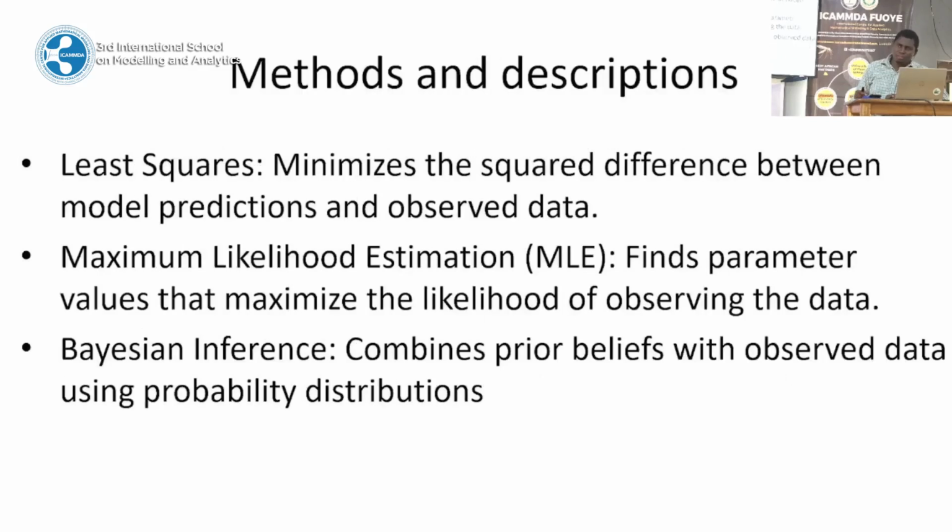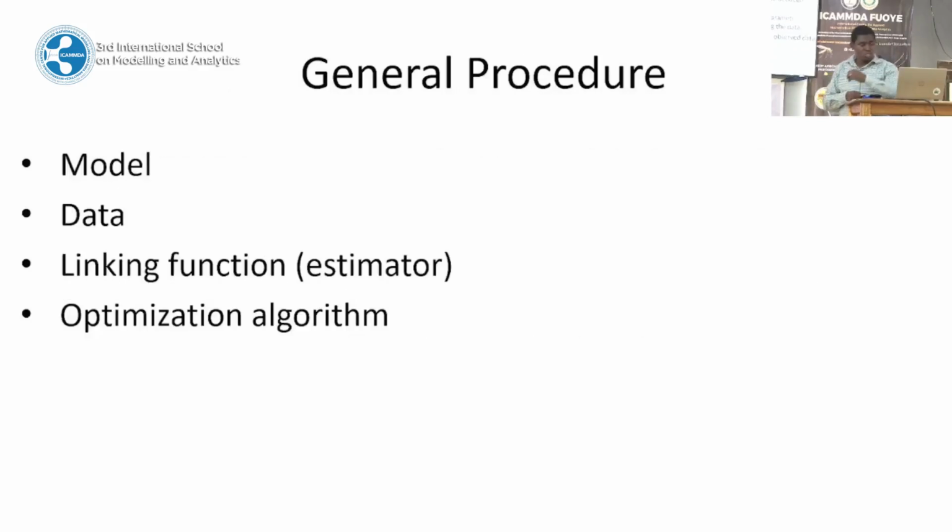Different methods are available for us to do parameter estimation. We have the least squares method, which tries to minimize the differences between the model prediction and the observed data. We will see as we go on. Then maximum likelihood estimation, which finds parameter values that maximize the likelihood of observing our data. And then we also have Bayesian inference, which combines prior beliefs with observed data using probability distributions.